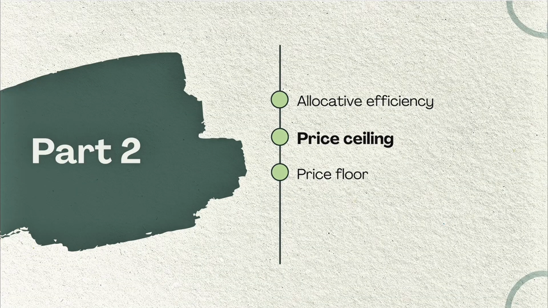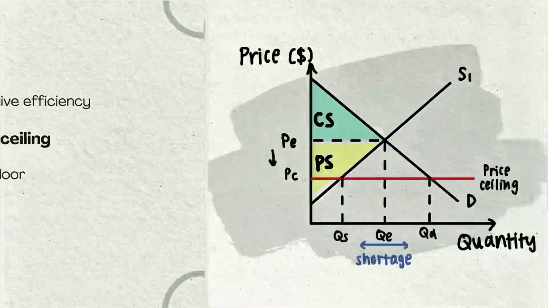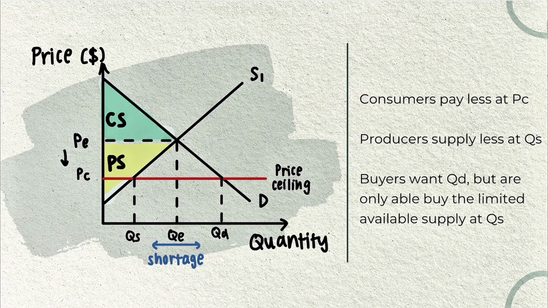Our first government intervention is a price ceiling. As you can see in this diagram, the consumers will be paying a lower price of PC from PE, and at these price levels, consumers are more than happy to consume at QD. But in the case for producers, they are only willing and able to supply at QS. And the reason for such low supply is that producers will be receiving less revenue and profit, so the incentive to produce more is less.